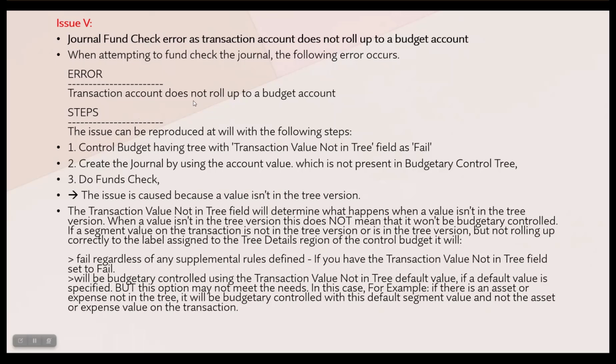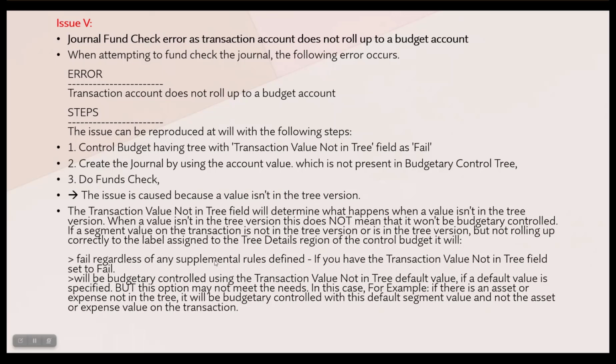Transaction account doesn't roll up to the budget account. The issue can be reproduced as follows. Control budget having a tree with transaction value not in tree field set to fail. Create a journal using an account which is not present in the budget control tree, and run the fund check. The issue is caused because a value isn't in a tree version.